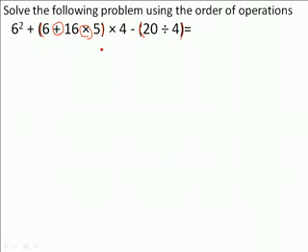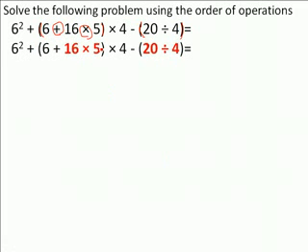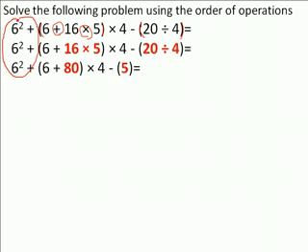So our first step to this problem is to do 16 times 5 and 20 divided by 4. 16 times 5 equals 80 and 20 divided by 4 equals 5. Notice here how I didn't touch any of the things that I didn't solve, so I can move on to the next step easily. So what's our next step?